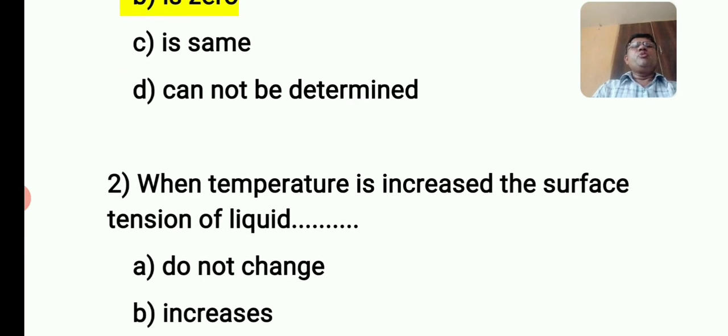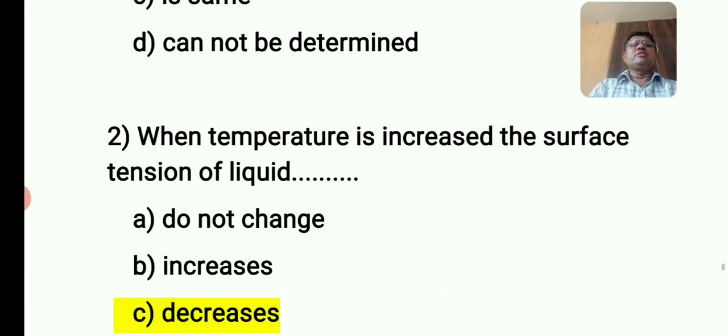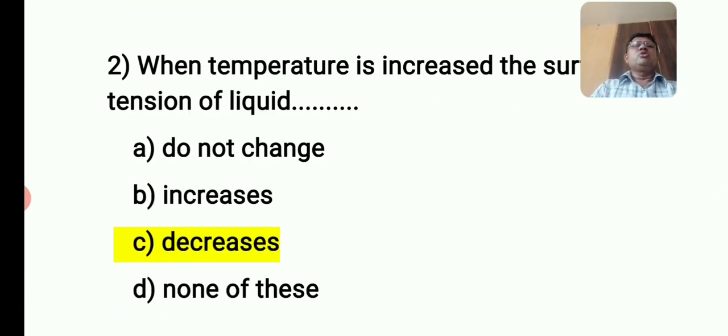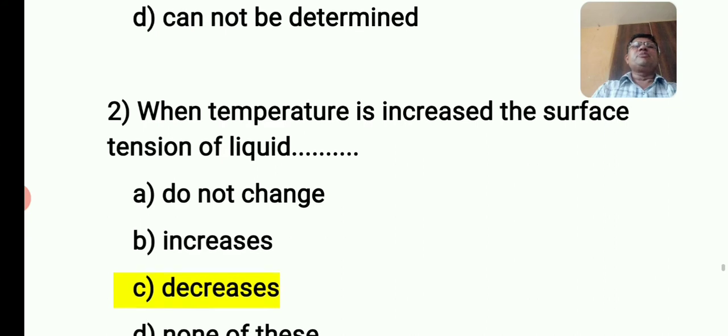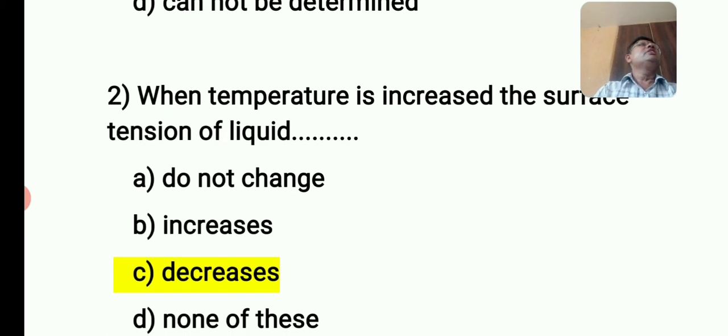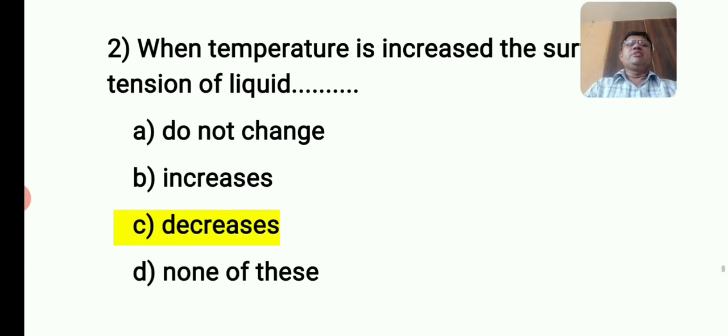Second MCQ. When temperature is increased, the surface tension of a liquid dash dash dash. The options are: A does not change, B increases, C decreases, D none of these. It means when temperature increases, the surface tension of a liquid decreases. So our answer is C.